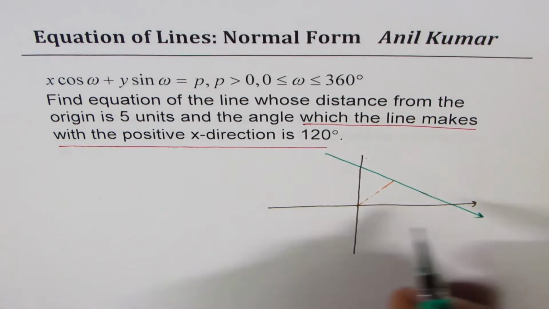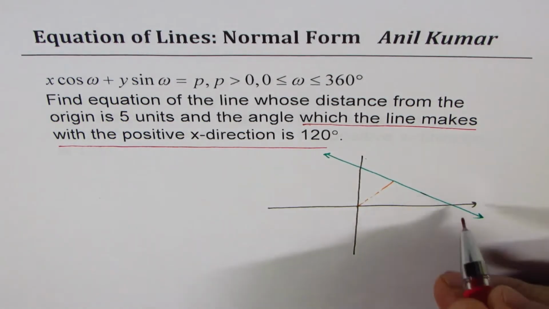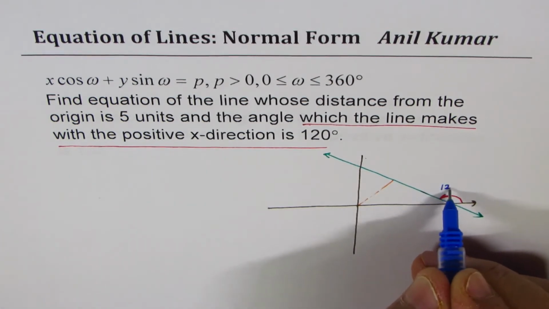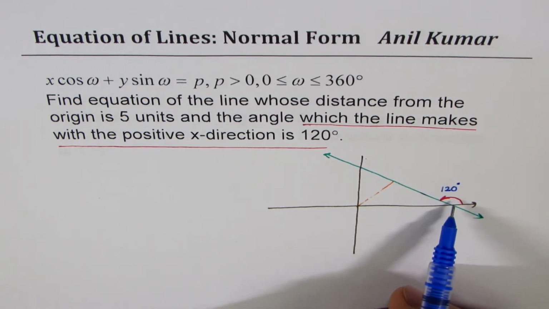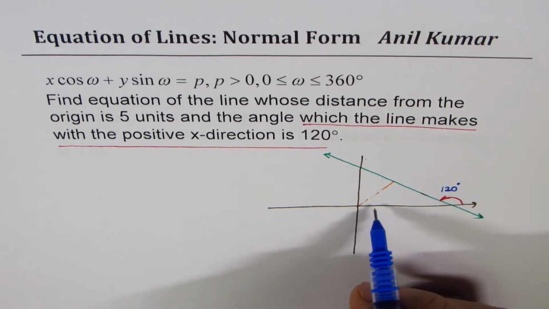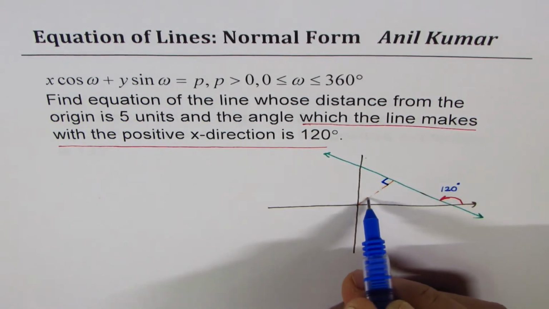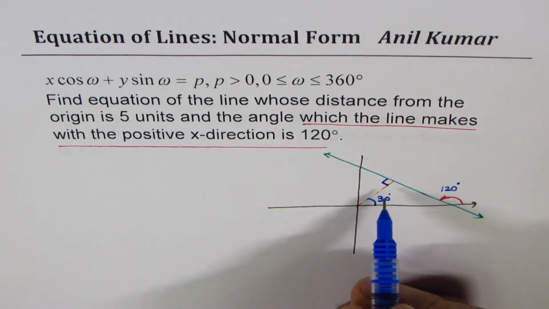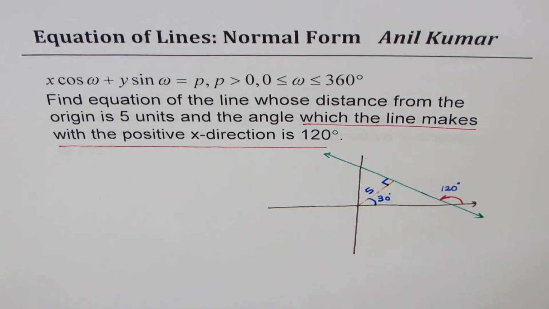So let's say this is my line, and the line makes an angle, this angle this time is given to us as 120 degrees. Do you see that? The angle which the line makes is 120 degrees. That really means the angle which the normal makes will be 30 degrees, correct? And it says the normal is 5 units away, so that length will be 5 units, correct? So that is one scenario.